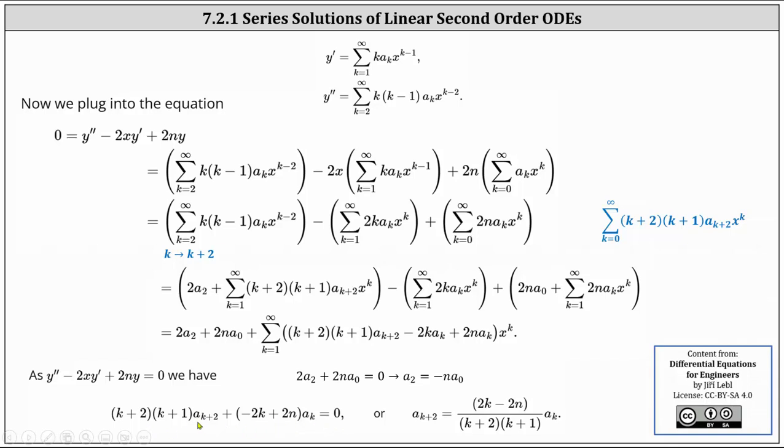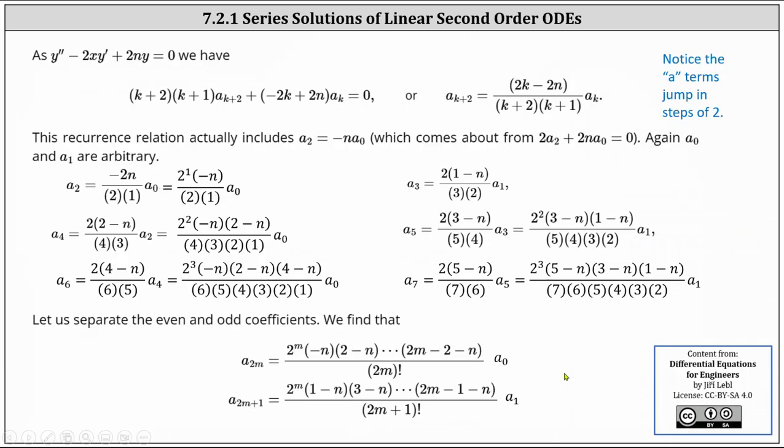And if we solve this equation for a sub k plus 2, on the right we have a sub k plus 2 equals the quantity 2k minus 2n divided by the product of k plus 2 and k plus 1 times a sub k. This is our recurrence relation, which we'll use to find the coefficients of the power series. Let's continue on the next slide. Again, looking at the recurrence relation, because we have a sub k plus 2 on the left and a sub k on the right, the a terms jump in steps of 2.